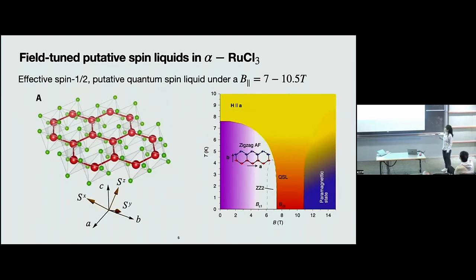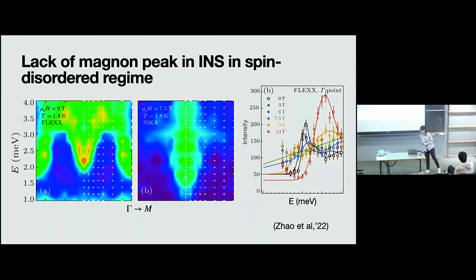So the third material, which is also the focus of today's talk, is alpha ruthenium trichloride. Again, you saw this phase diagram. At intermediate in-plane magnetic field, the spin order is suppressed, and there could be a putative quantum spin liquid regime. Again, it's the ruthenium that gives the effective pseudomagnetic moment from spin-orbit coupling.